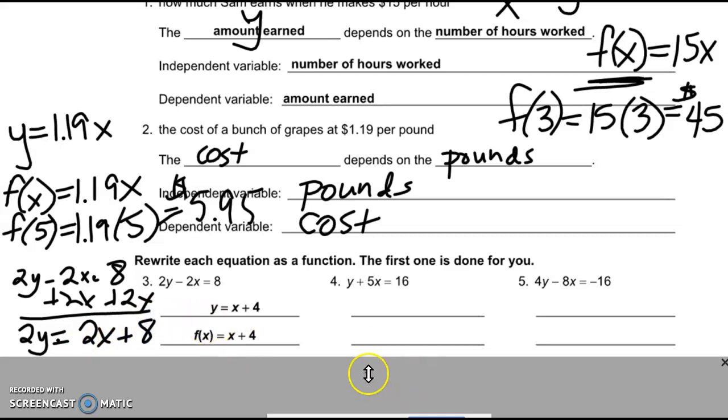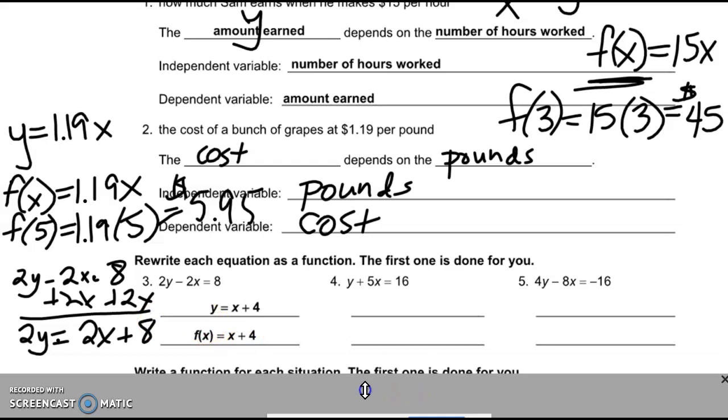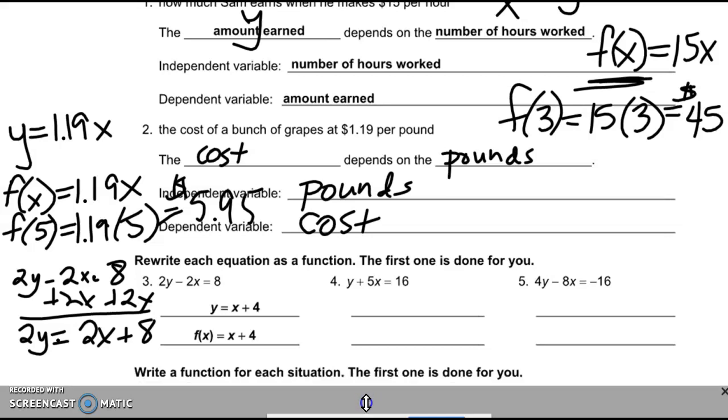And now I want to get y by itself. So what do I have to do to y? Divide by 2. So if I'm going to divide the left by 2, I have to take everything on the right divided by 2. So that means I'm going to take the 2x divided by 2 and the 8 divided by 2. And in doing that, that's how we get this first equation, y equals x plus 4. Because we get rid of the 2, and 8 over 2 is 4. And then we just rewrite it as a function, f of x.